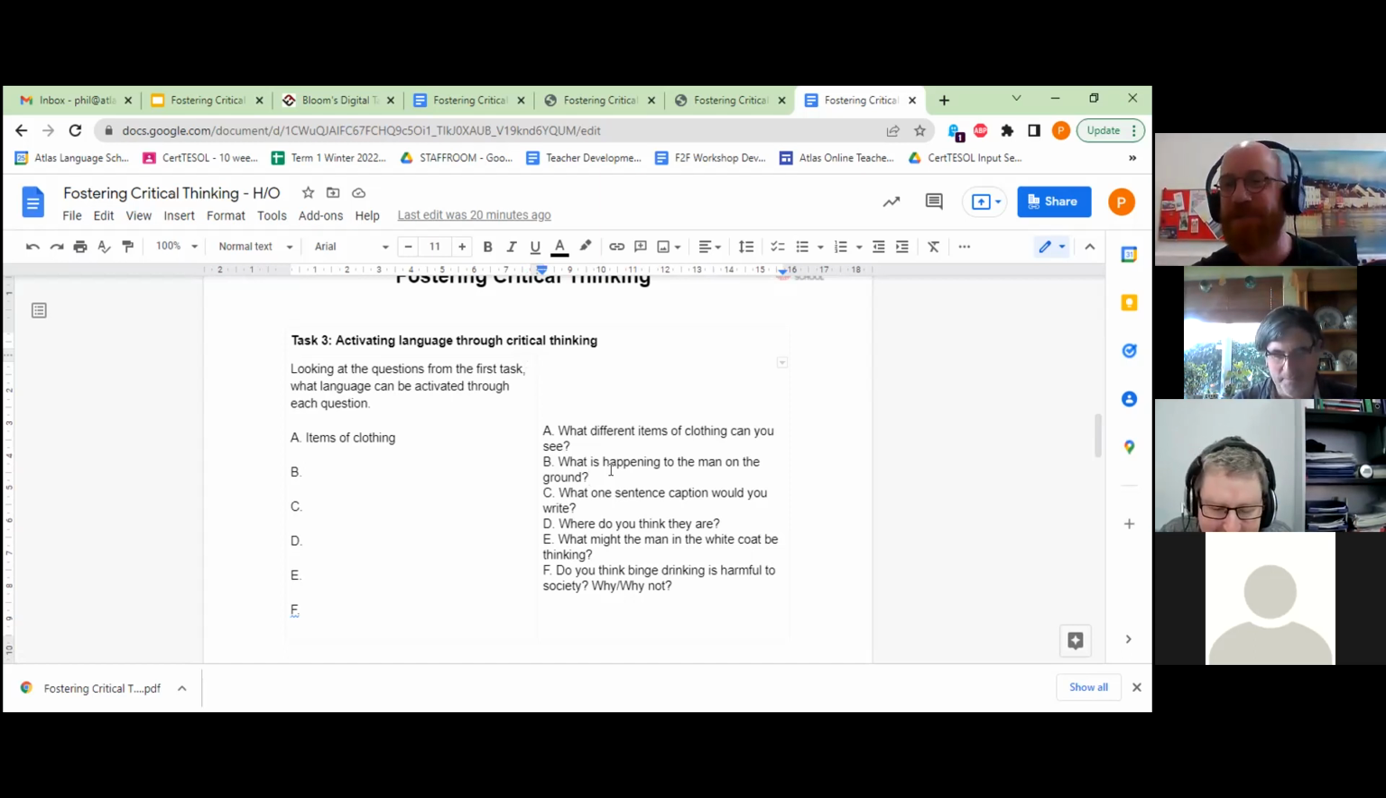And why do we use the present continuous? Because it's happening right at the moment. It's a prerequisite for describing a picture always. Describing a picture, excellent. And then what about what might the man in the white coat be thinking? Oh, that's speculative language, isn't it? Speculative language, yeah, for example.